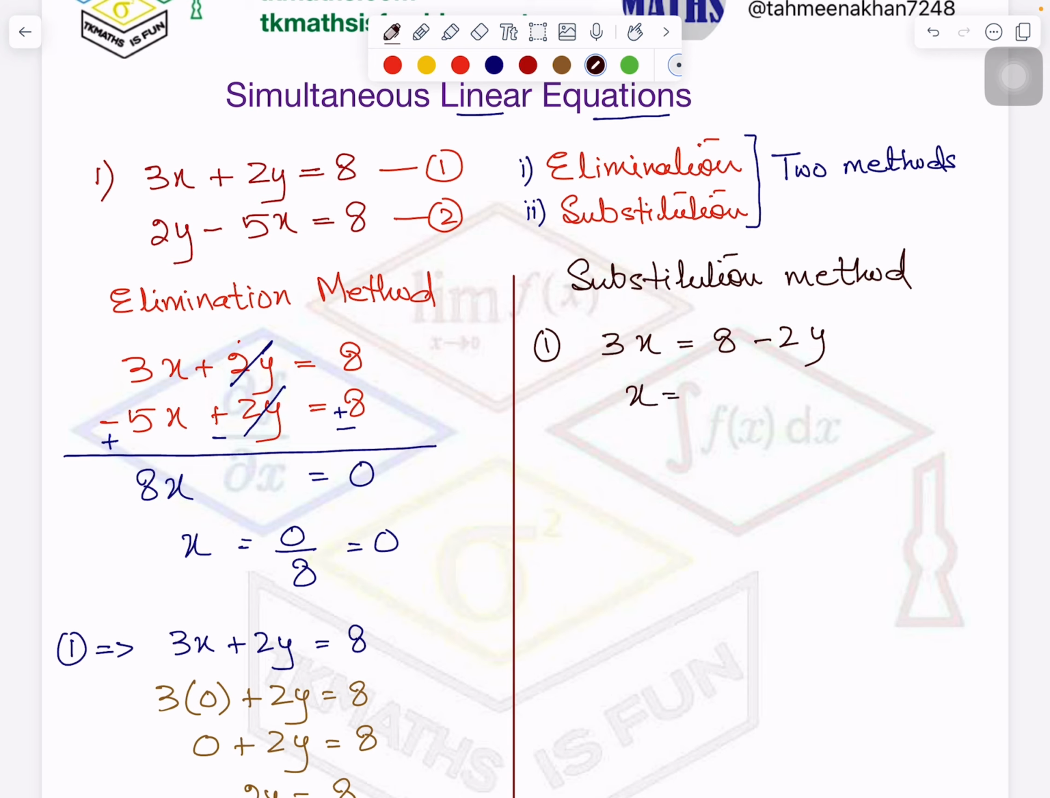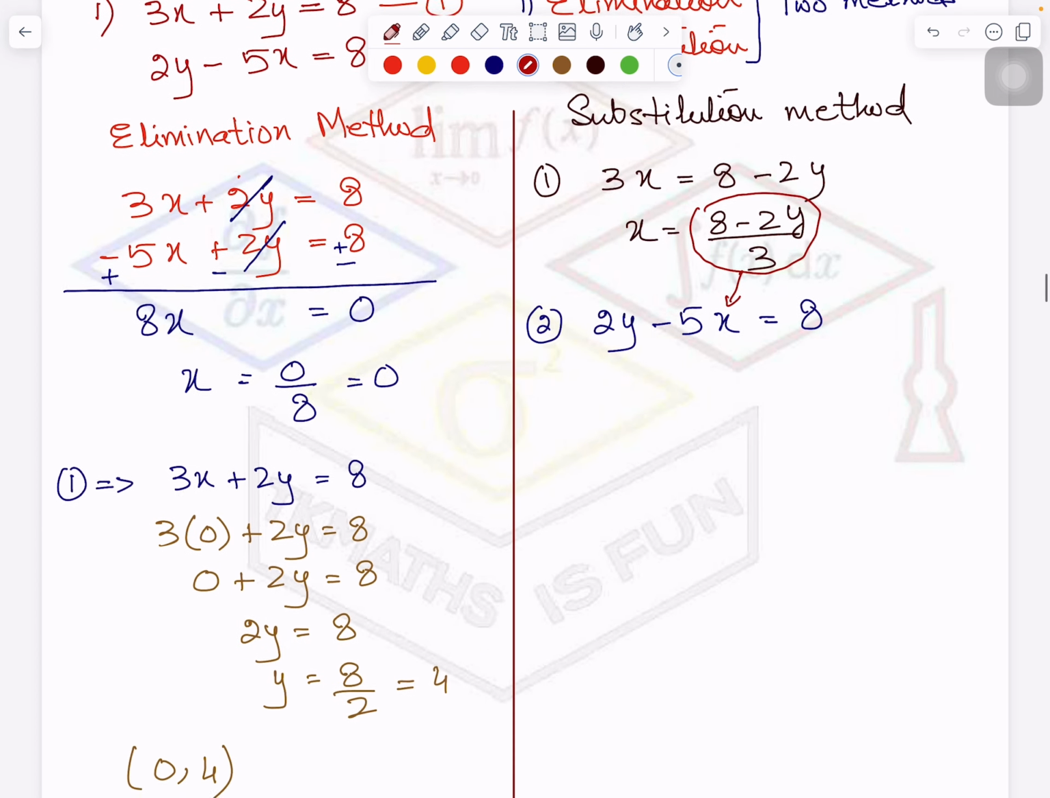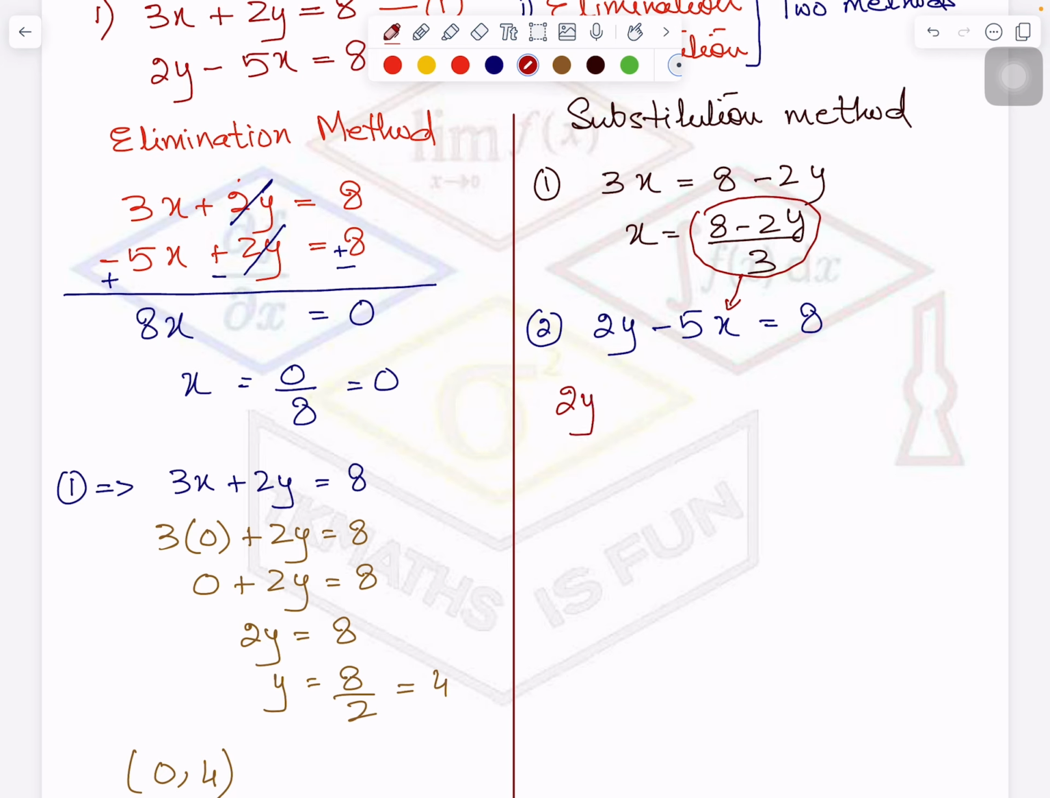So it will become 8 minus 2y divided by 3. Now this is my value of x, which I'm going to plug into equation 2. Equation 2 was 2y minus 5x equals 8. So I will substitute this value of x here. Do it very carefully. So it will become 2y minus 5 times 8 minus 2y divided by 3 equals 8.